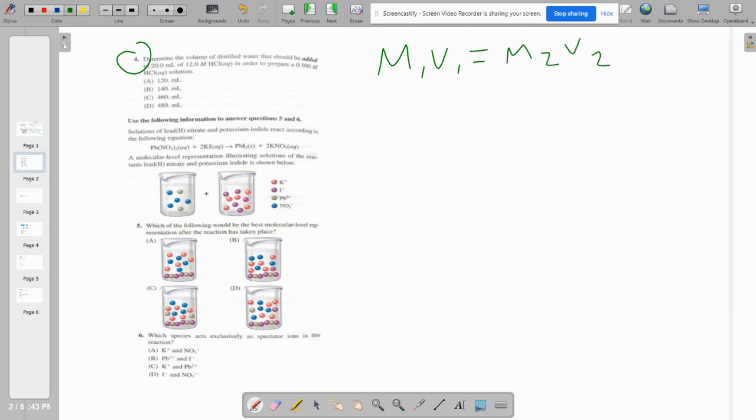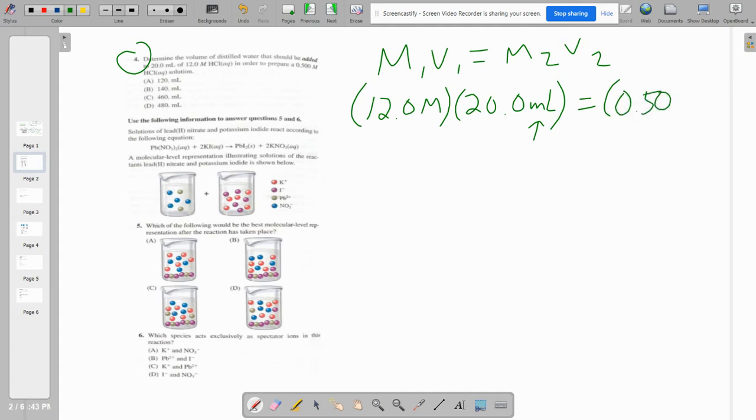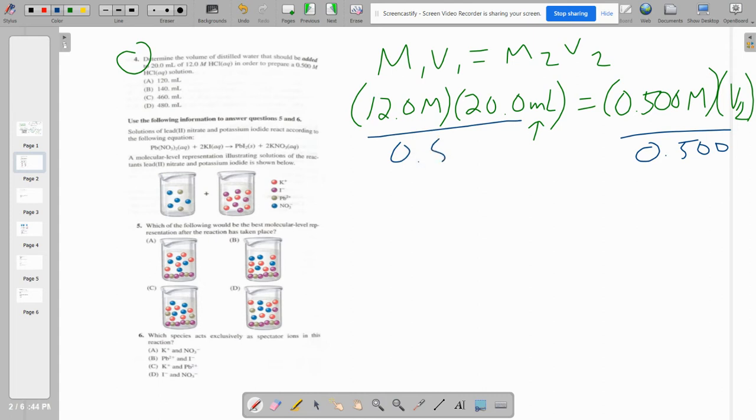So let's see what we've got here. We're looking for the volume of distilled water that should be added to 20 mils of 12 molar. So there's my molarity, 20 mils. And folks, if you're using the dilution formula, there's no reason why you can't keep things as milliliters. As long as you're consistent, milliliters is fine. And in order to prepare my new molarity, 0.500 molar, I'm looking for this volume. All right, let's go ahead and solve this. We're solving for V2, so we're going to divide both sides by 0.5. It cancels out, so now we're looking for that new V2.